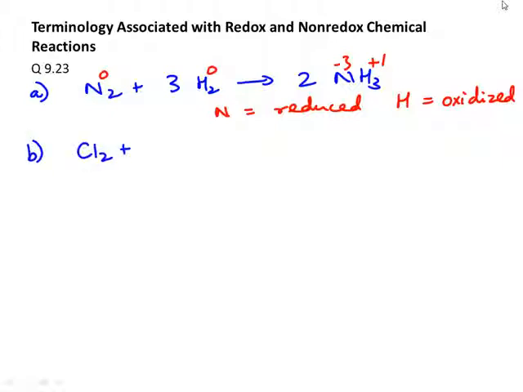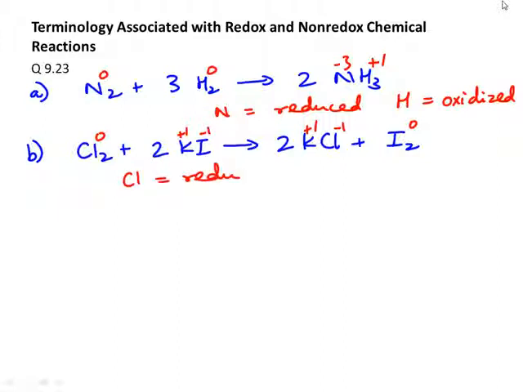Chlorine plus 2 KI makes 2 KCl plus iodine. The oxidation state of chlorine in Cl2 is 0, potassium is +1, iodide is -1, potassium in the product still stays +1, no change, but chlorine is now -1, iodine is 0. So chlorine went from 0 to -1. In other words, it was reduced. Electrons were gained. Iodine, on the other hand, went from -1 to 0 by losing electrons, and therefore it was oxidized.